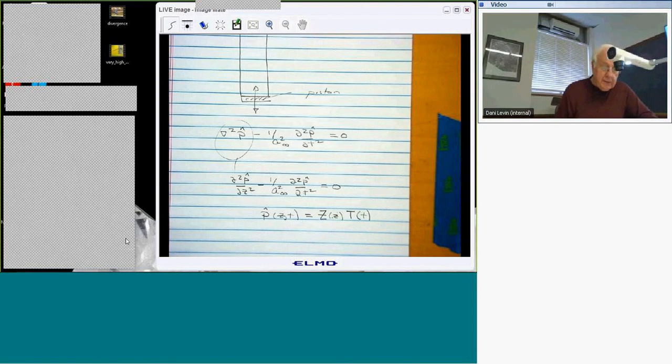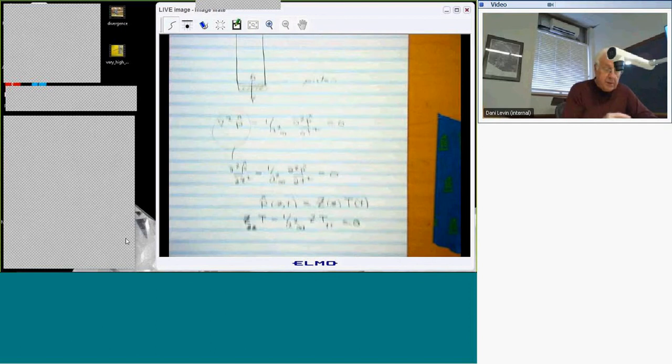We can certainly do that. And if we put this in here, what might we attain? We will attain, I'll use this notation, Z sub ZZ. That's the derivative of this function twice with respect to Z, right? Times T minus 1 over the speed of sound squared, Z times T double dot equals 0. And then what else did we do?